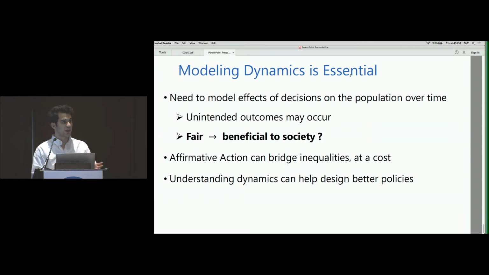As we've seen, dynamic-agnostic conditions such as affirmative action can bridge inequality, however, at a given cost. We really hope that by understanding dynamics, we can help design better policies that navigate them towards better social outcomes. Thank you.